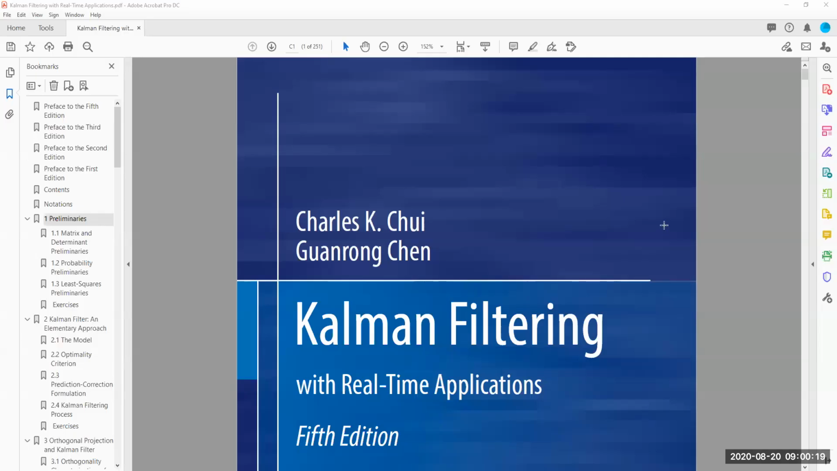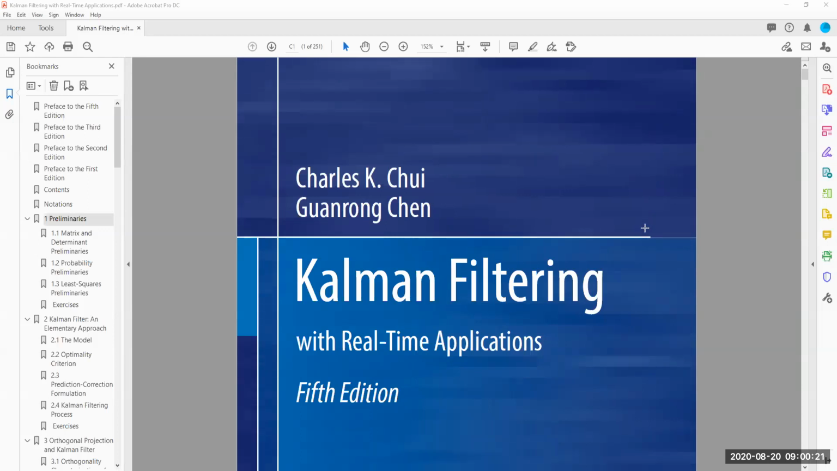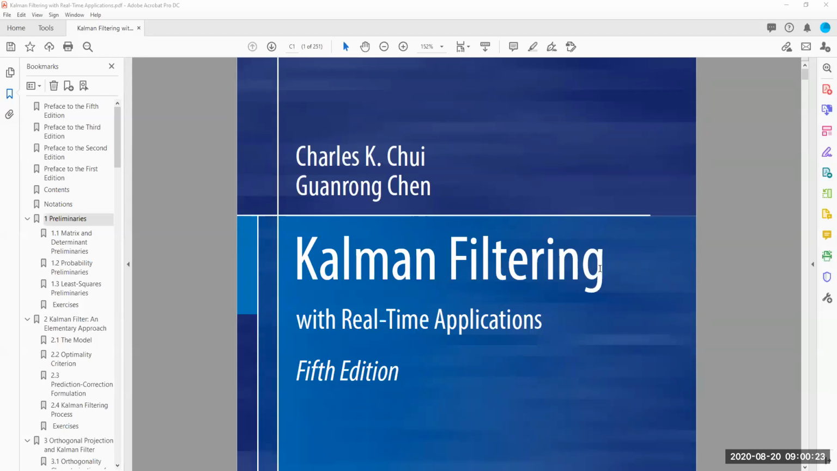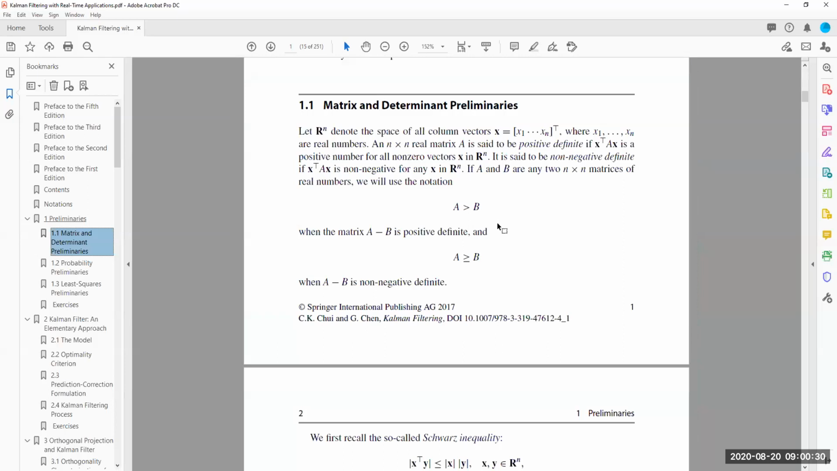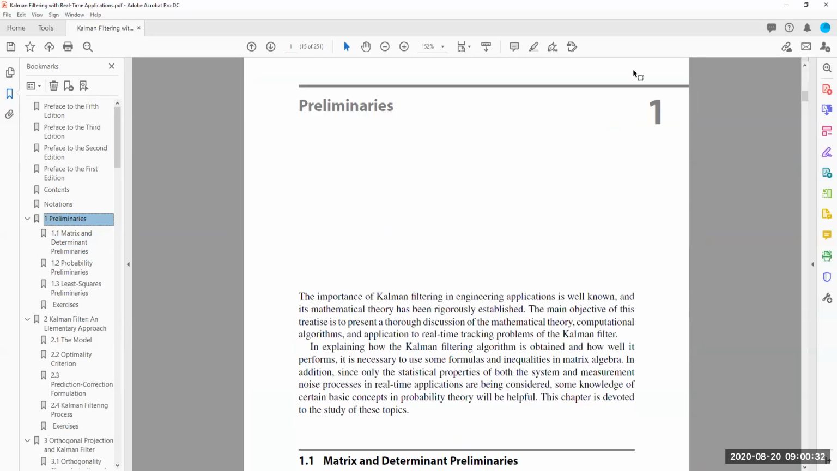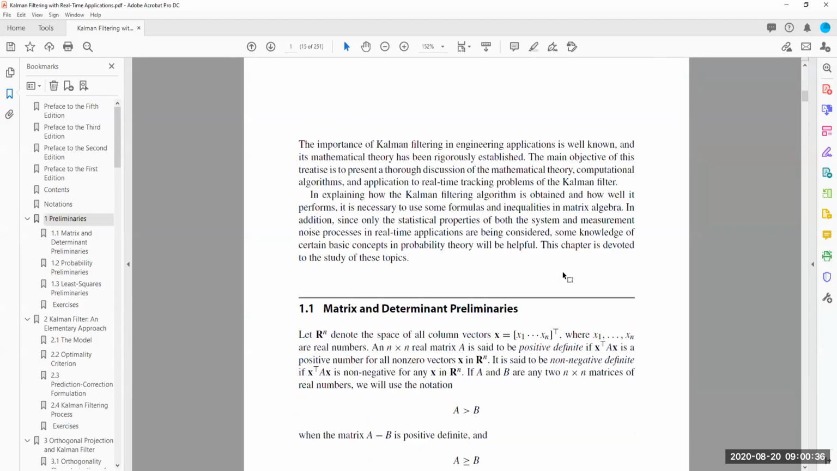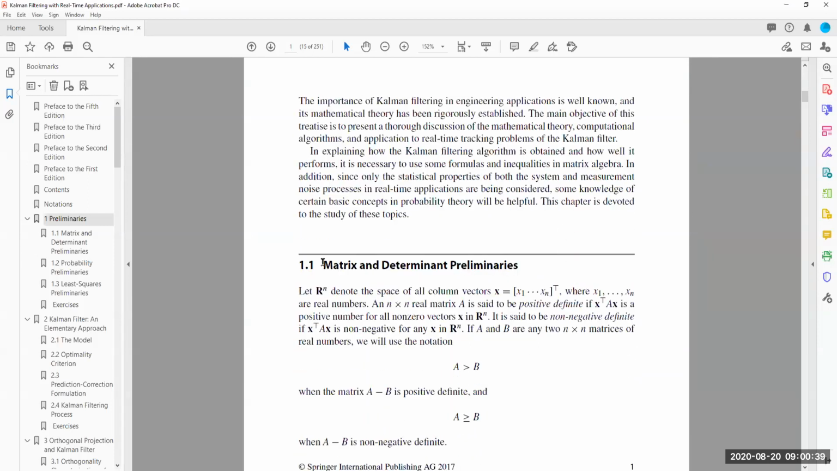Okay, starting from this week, we are going to read this book, Kalman Filtering with Real-Time Applications, together. Chapter 1 is basically about some preliminary results. Today I will talk about section 1.1.